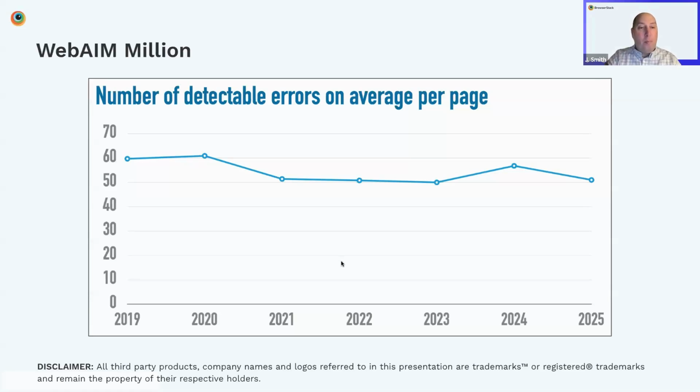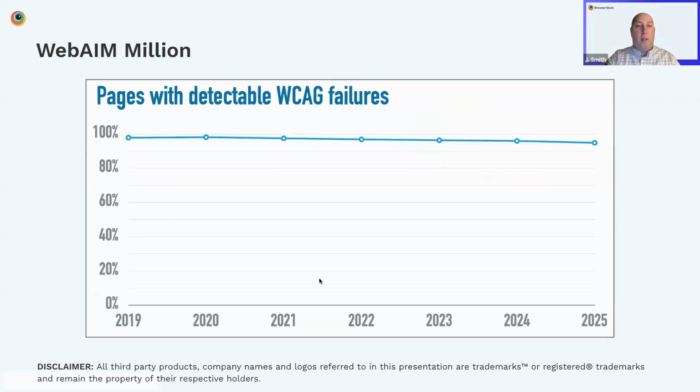Next slide. If we look across those million pages, 95% of pages have detectable Web Content Accessibility Guidelines failures.